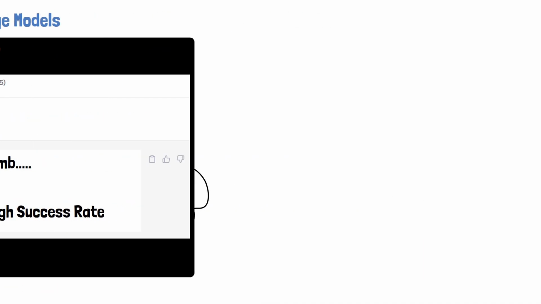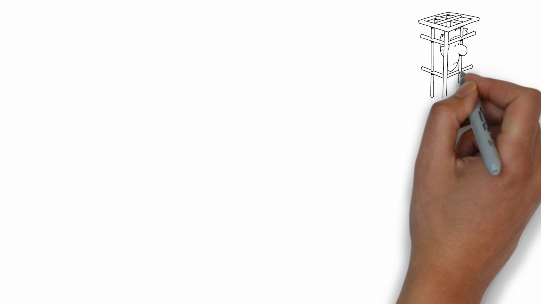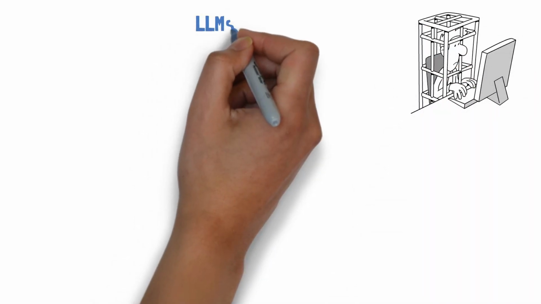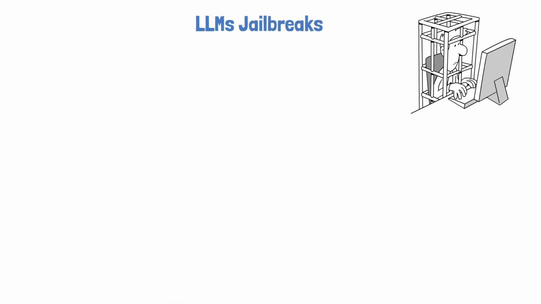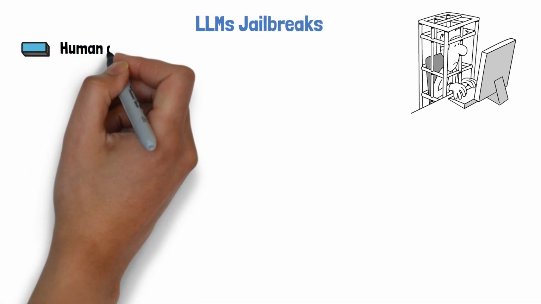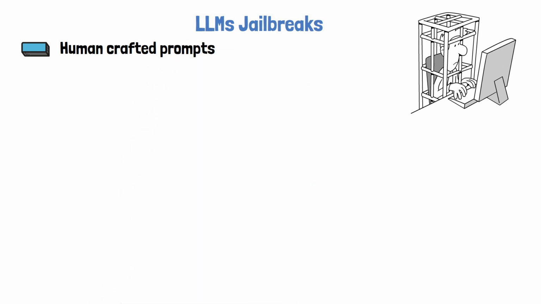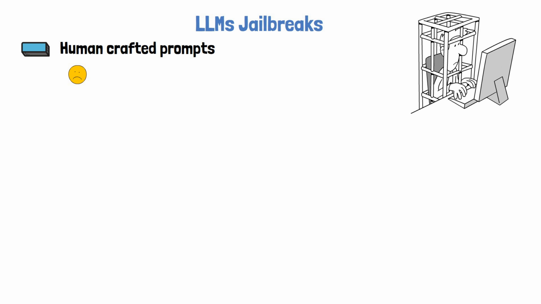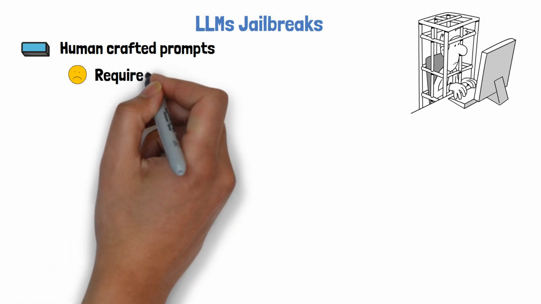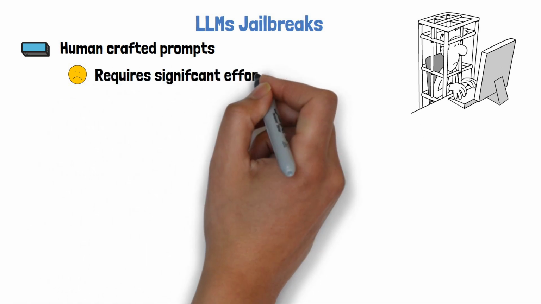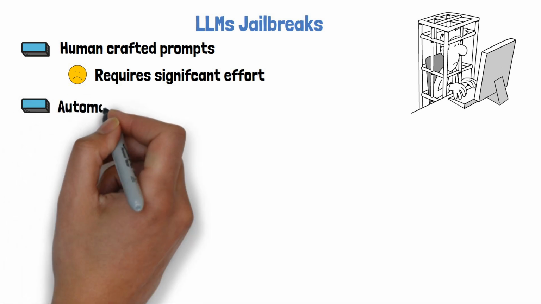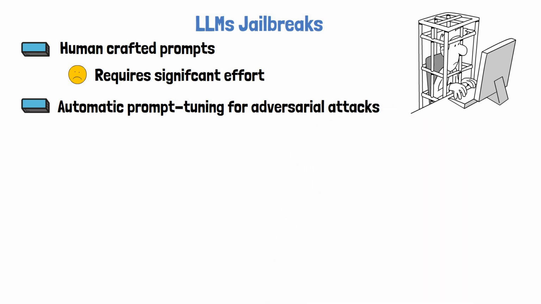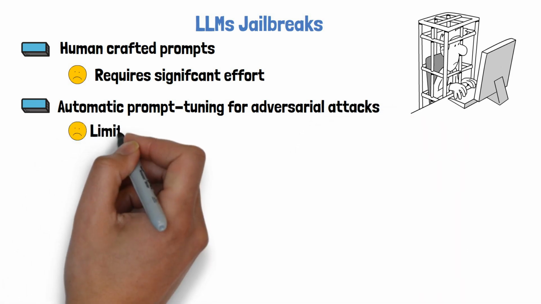Such attacks that cause large language models that were trained for safety to generate objectionable content are often called jailbreaks, and there were already known jailbreaks before this paper was published. One type of jailbreaks are using human-crafted prompts, where someone came up with a sophisticated prompt that led the LLM to generate content it was not supposed to. Crafting such prompts obviously requires significant human effort. The second type of jailbreaks are automatic prompt tuning for adversarial attack, where we try to automatically find jailbreak prompts, but such methods have shown limited success.